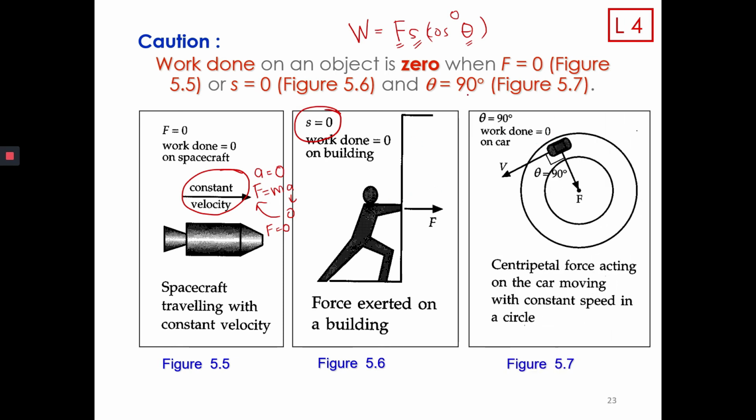Or the third variable, cos theta, where your theta equals 90 degrees. This is when your force is perpendicular to your displacement. You want to move this car in this direction, but you applied force perpendicular, so this is also no work done. Example, centripetal force acting on a car moving with constant speed in a circle. When a car moves in a circle, this is the displacement, and this is the force applied, centripetal force.